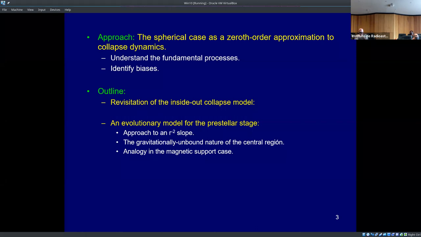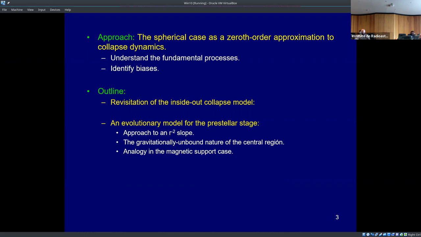The basic idea behind this talk is that, of course, now we have super sophisticated numerical simulations. And so sometimes you could ask, why look back at spherical collapse? Well, because that's where the theory started. And much of our interpretation of numerical simulations today is still somehow based on, or at least oriented or guided by, what we learned from the old models of spherical collapse. So we can understand fundamental processes, the interactions between the various physical agents, and identify biases. This is very important. I will be mentioning a few.